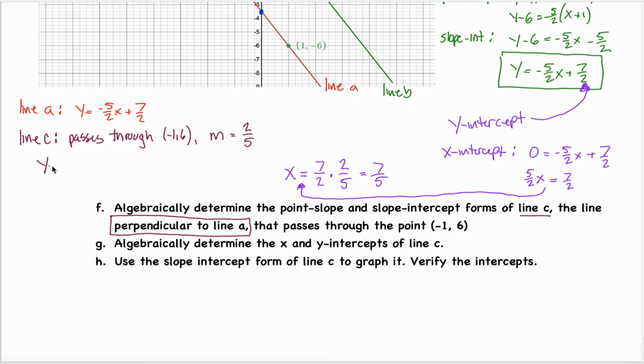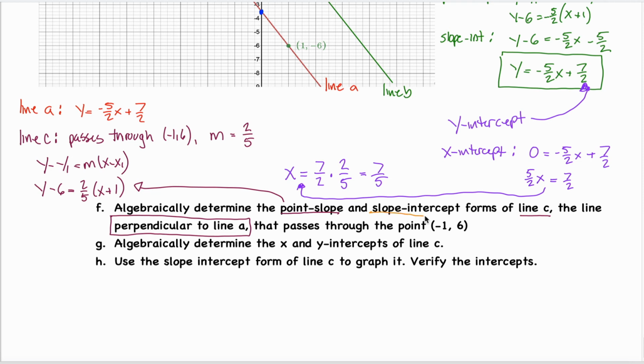Point-slope form is y minus y1 equals m times (x minus x1). So I can plug in -1, 6, and 2/5 for x1, y1, and m respectively, and get y minus 6 equals 2/5 times (x minus negative 1), in other words, x plus 1. Here's the point-slope form of line C.